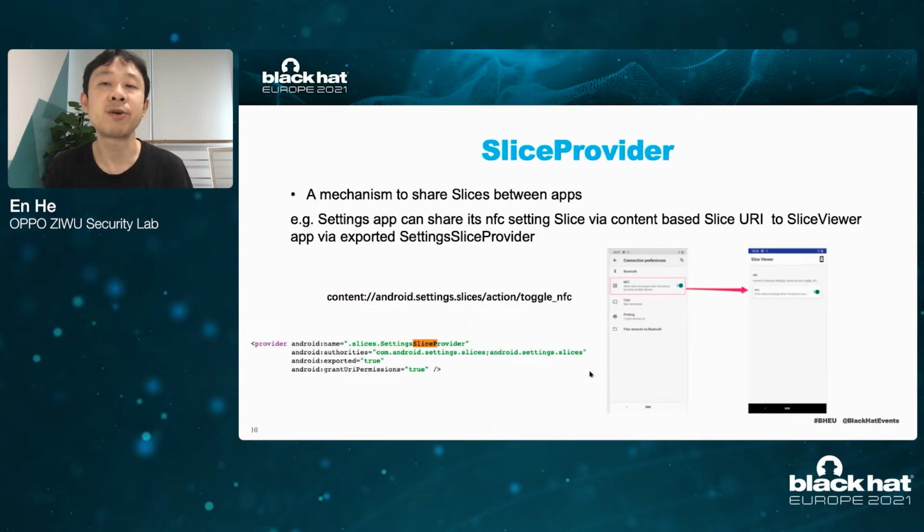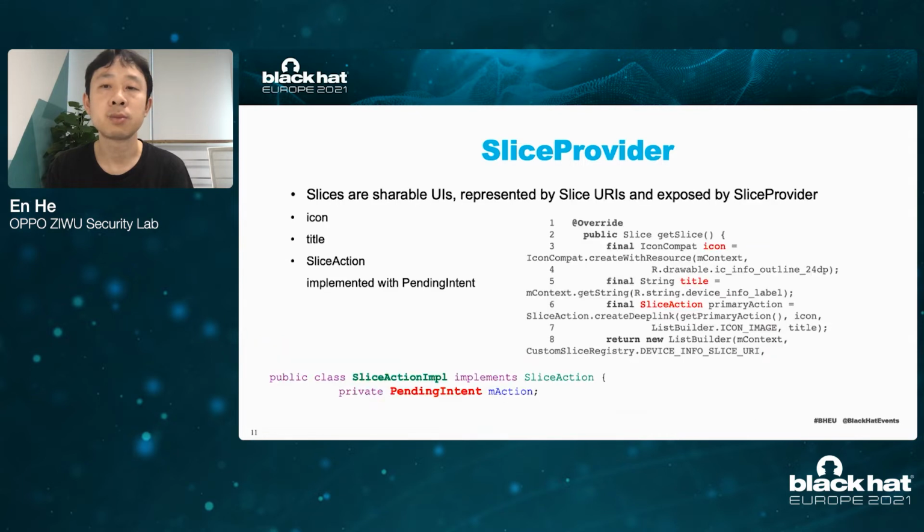Let's take a look at the slice provider first. It is a mechanism to share slices between applications. For example, the Settings app can share its NFC setting slice via a content-based slice URI to a slice viewer app via the exported Settings slice provider. Then the slice viewer can allow the user to set NFC in its own user interface. So what are slices? Slices are shareable UIs represented by slice URIs and exposed by a slice provider. A slice contains an icon, title, and slice action. And the slice action is implemented with a pending intent, as the source code snippet shows.